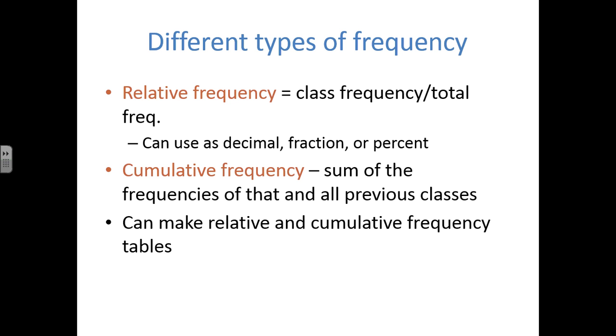We can also look at cumulative frequencies, which is the sum of the frequencies for that class and all of the classes before it. So the cumulative frequency for class 3 would be the frequency from class 1 plus the frequency from class 2 plus the frequency from class 3. Then you can use the relative frequencies and the cumulative frequencies to make relative and cumulative frequency tables.